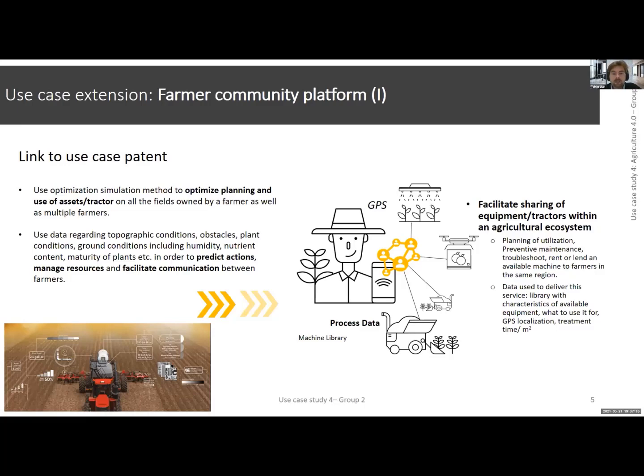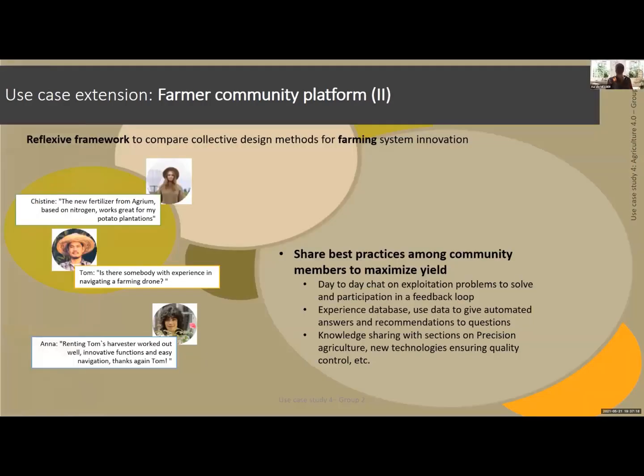And now we will continue with facilitating communication. Yeah, thank you. So facilitating communication, we have thought about a way to create a reflective framework to compare collective design methods for farming system innovation. So the platform is also a possible place for persons to discuss with each other, so to have a day-to-day chat. Here we have illustrated 3 examples of possible exchange.